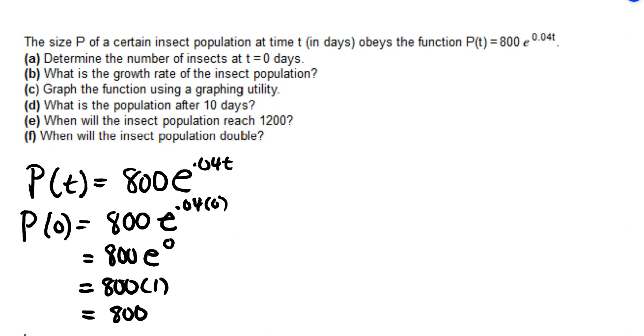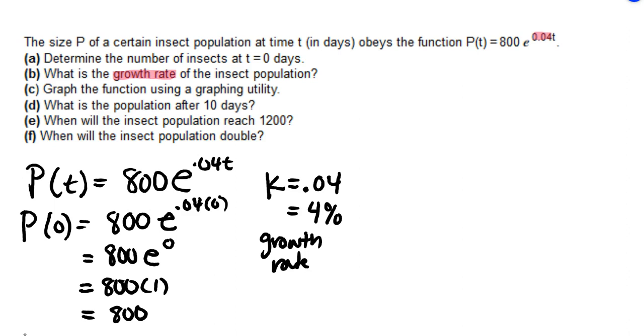In part B, it says, what is the growth rate for the insect population? And the growth rate, which we usually call k, is going to be 4%. So our k is 0.04, or 4%. That is our growth rate.